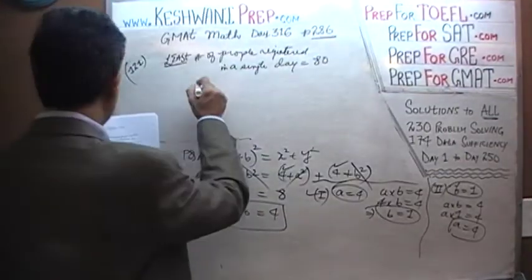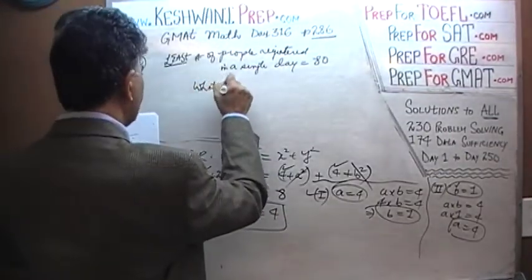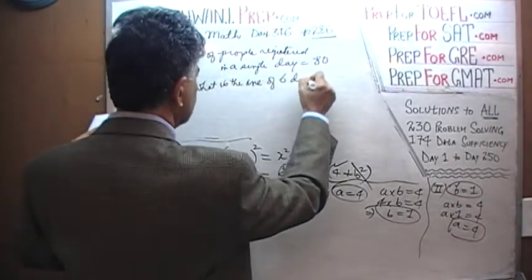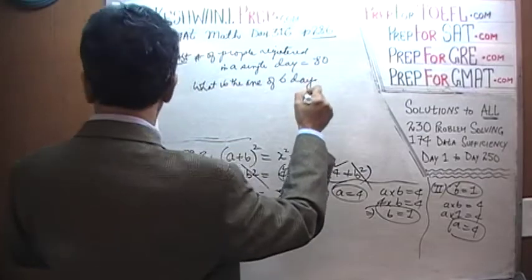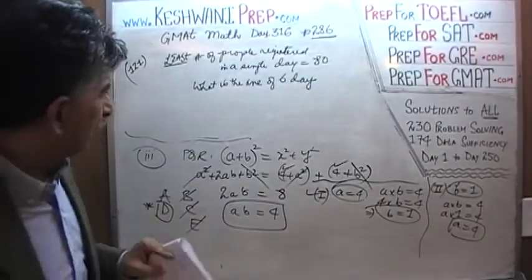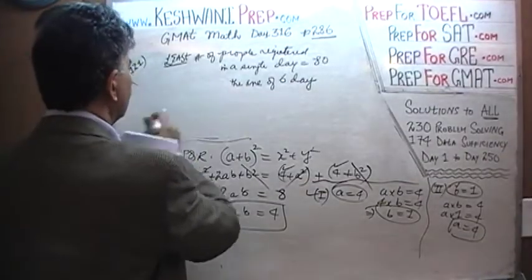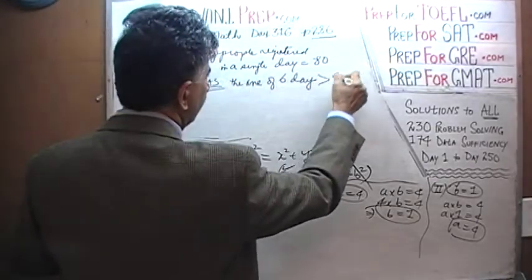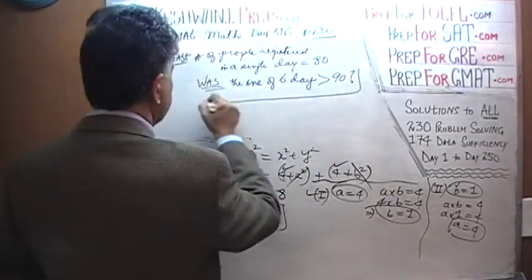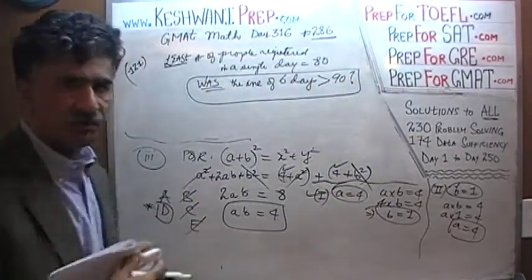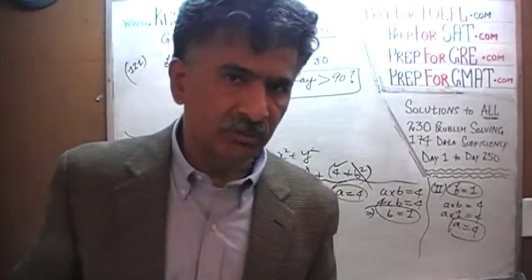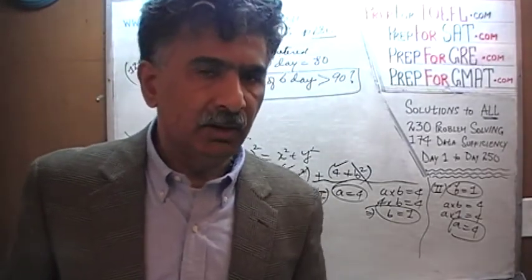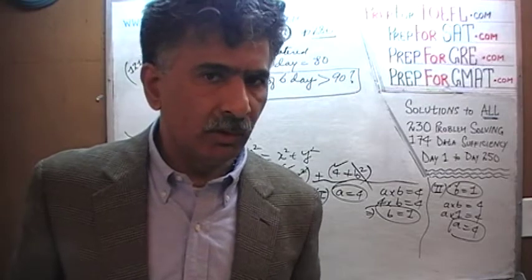The question is this. What is the average of the 6 days? Or rather, the question is not what's the average. The question is, was the average of the 6 days greater than 90? Was the average of the 6 days greater than 90? The trade show is going to be held for 6 days. The least popular day had 80 people show up. The question is, was the overall average more than 90?